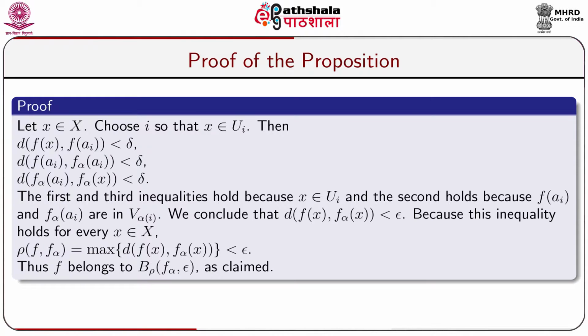We have that rho of (f, f_alpha) is equal to the maximum of the distance of f(x) to f_alpha(x), which is less than epsilon. Thus, f belongs to B(f_alpha, epsilon) as asserted. This completes the proof of this lemma.